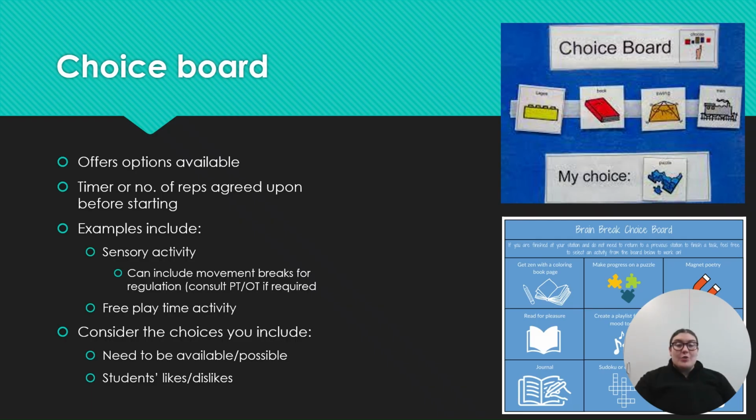When a student is making a choice, make sure that a timer is set or a number of repetitions is agreed upon before the student engages in the activity. Otherwise, again, that's going to lead to behaviours.